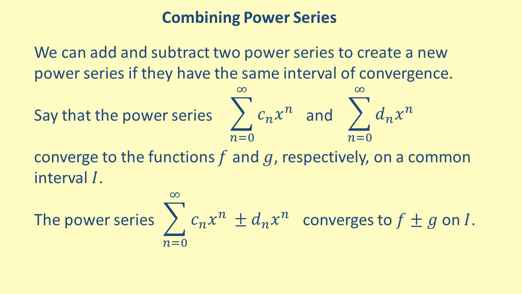Say you have the power series given by the sum of c sub n times x to the n from n equals 0 to infinity, and that this series converges to the function f. A similar power series given by the sum of d sub n times x to the n from n equals 0 to infinity converges to the function g. Then the sum of the power series converges to f plus g on the interval I. The same is true for subtraction.